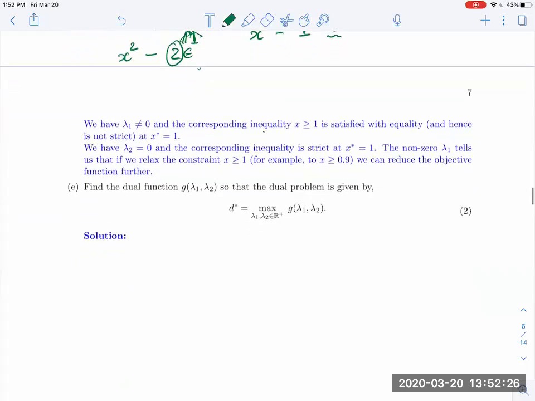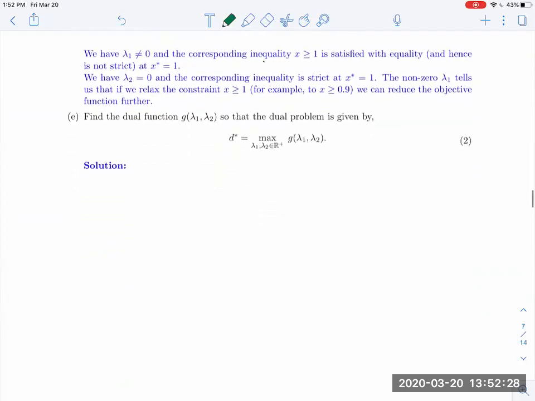So we have 8 more minutes, so we can finish the next 2 parts. Find the dual function g of lambda 1, lambda 2, so that the dual problem is given by this. Again, this is just mechanical work. How do you find g of lambda 1, lambda 2? By definition, you min the Lagrangian over x.